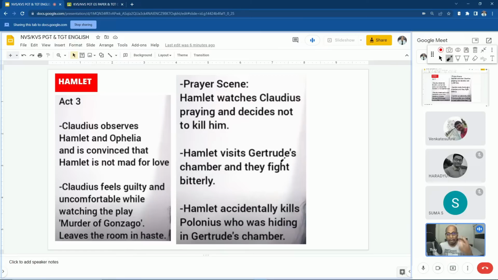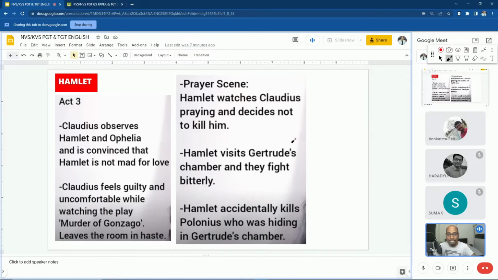And then when Hamlet confirmed that Claudius was the one who killed his father, when he was asked to come to Gertrude's room, while he was going towards Gertrude's room, he found Claudius praying silently in his room, and that was one of the best opportunities for Hamlet to kill Claudius. But Hamlet watches Claudius praying and decides not to kill him because of his Christian morality. He believed that if a person is killed while praying, he would go directly to heaven.